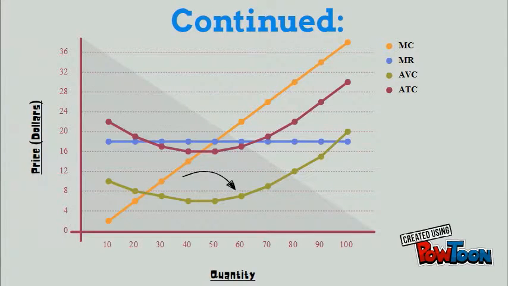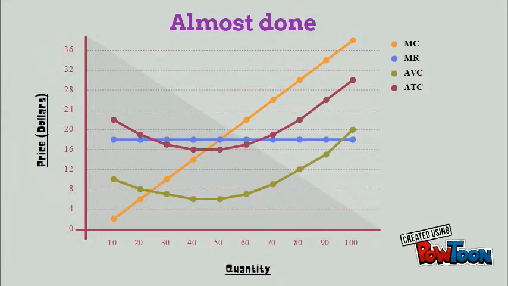The average variable cost curve represents all the cost that depends on quantity, averaged out per unit. Raw materials, for example. The average fixed cost curve is the difference between the average variable cost and average total cost curves. It represents all the costs that do not depend on quantity, like rent. The average total cost curve is the sum of the average variable cost and average fixed cost curves. It represents how much a firm needs to pay to make one unit.